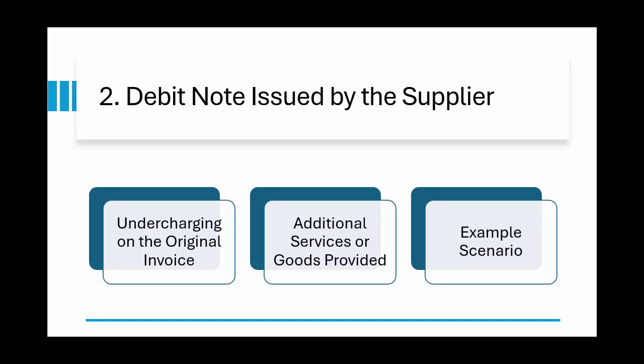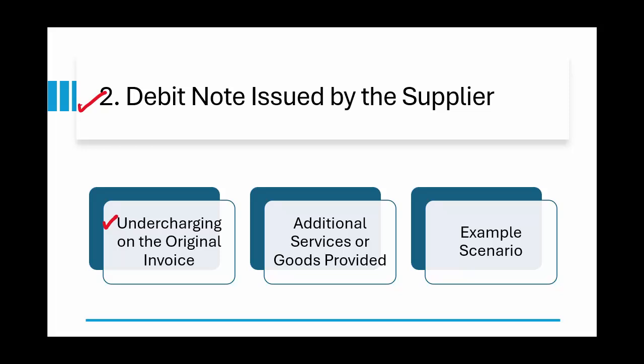2. Debit note issued by the supplier. In certain situations, the supplier might issue a debit note to the customer. This typically happens when the supplier realizes that they undercharged the customer in the initial invoice. Reasons for a supplier to issue a debit note include undercharging on the original invoice. If there was an error in the initial invoice where the amount charged was lower than it should have been, the supplier might issue a debit note to adjust the amount payable upward.